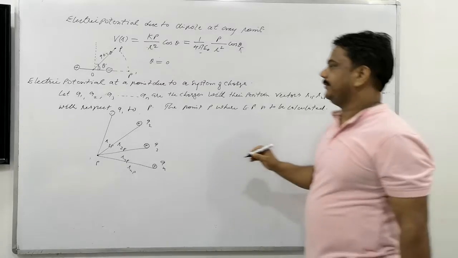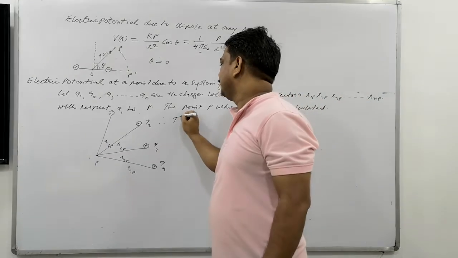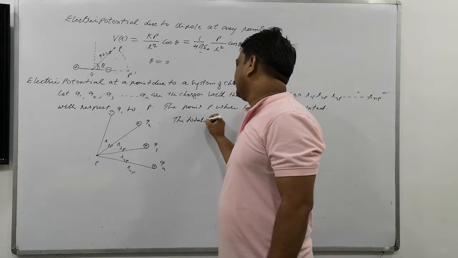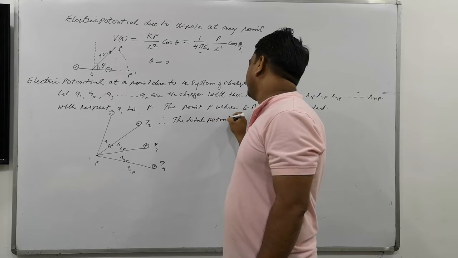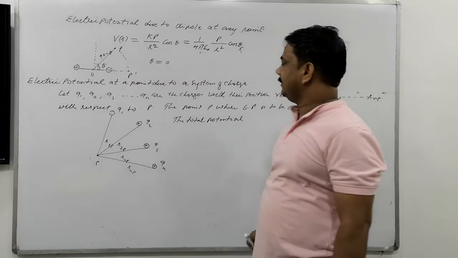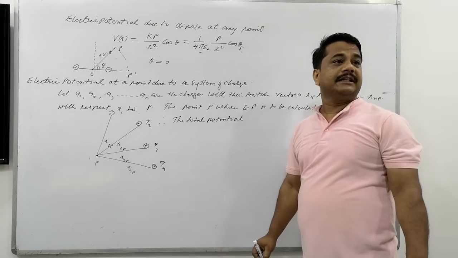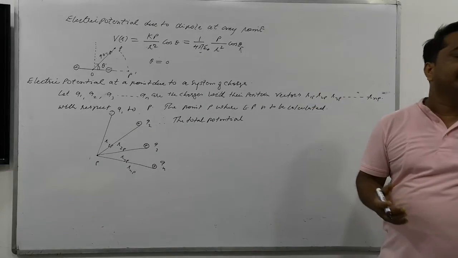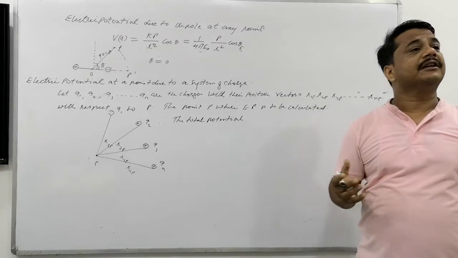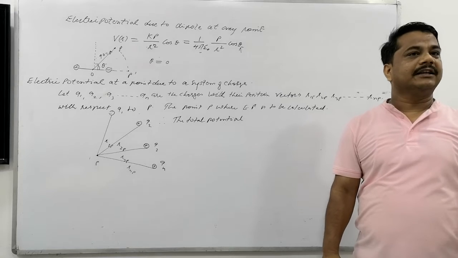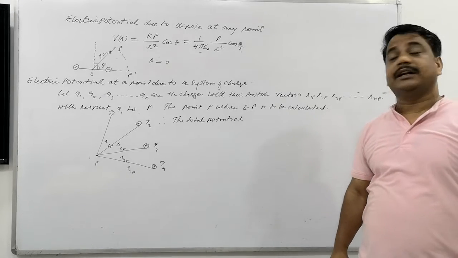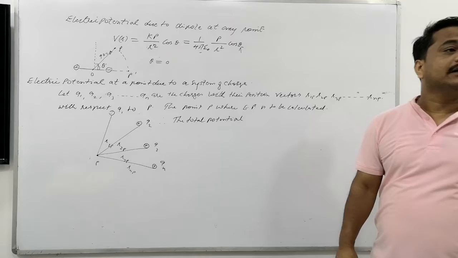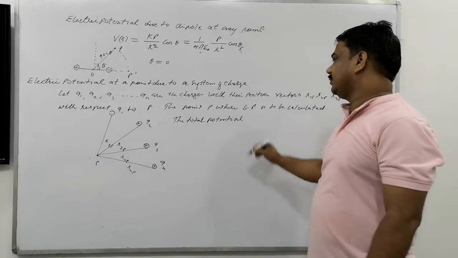Therefore the total potential. I am using the word total potential. Why am I using total potential? Because the word net is not to be used, because potential due to position vector cannot be cancelled. It could be cancelled due to the negativity of the charge, but total is written because it is a scalar. Clear? Total potential.